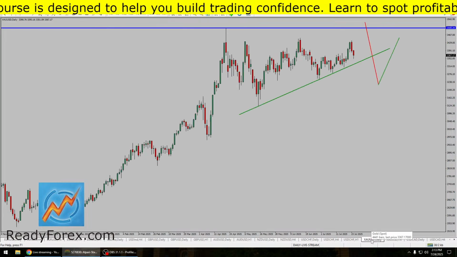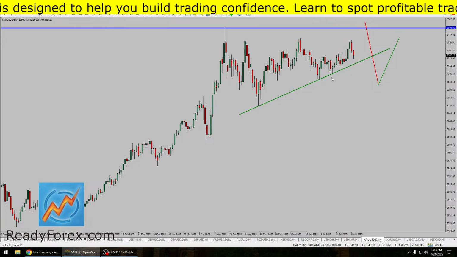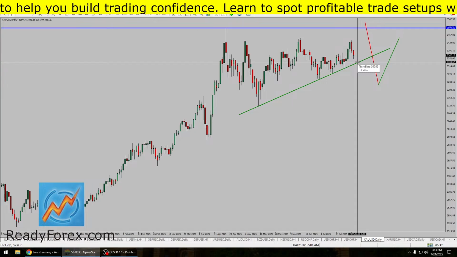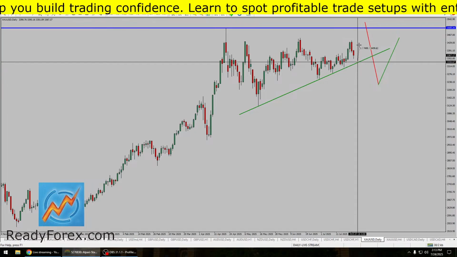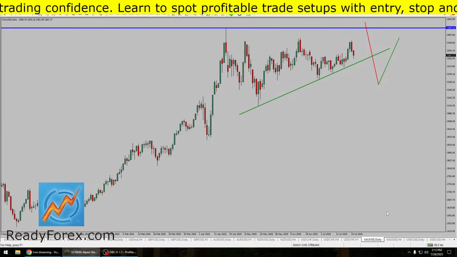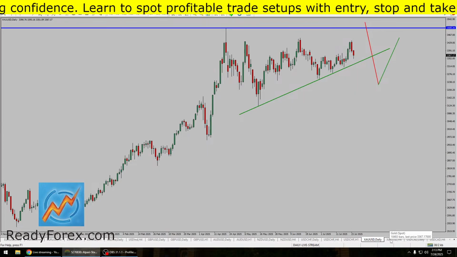Next one is the spot gold. Spot gold is falling down, and it is probably going to test this bullish trend line and then rise back up again. This one looks quite bullish in daily.